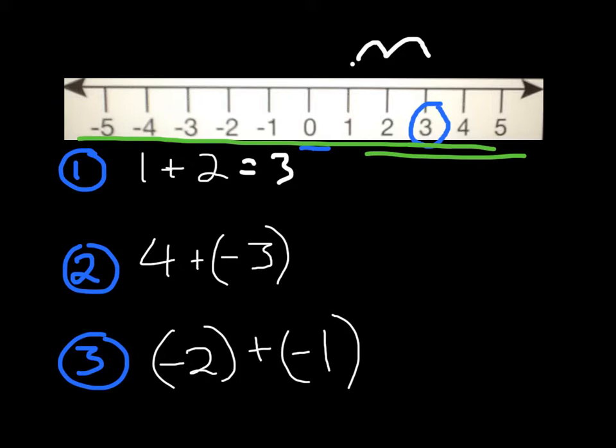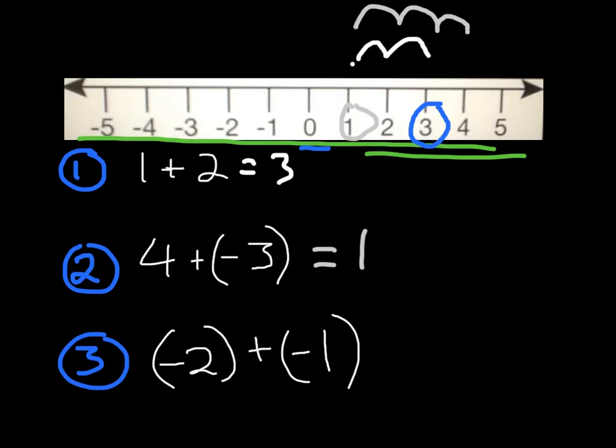Look at number 2, 4 plus a -3. Well, here we're going to start at 4, and when we add a negative number, that means we go back, or to the left, 3 spots in this case. So 1, 2, 3 will put us at 1. Okay, so 4 plus a -3 would equal 1.